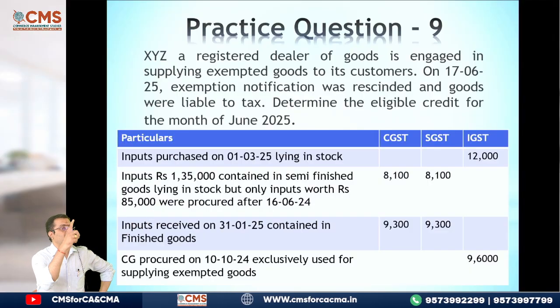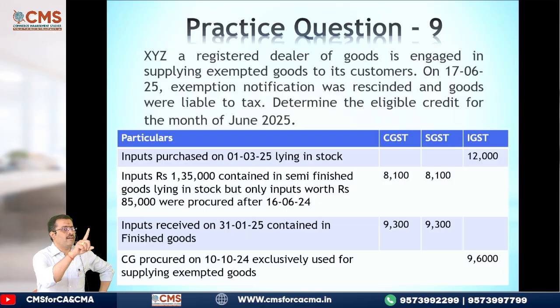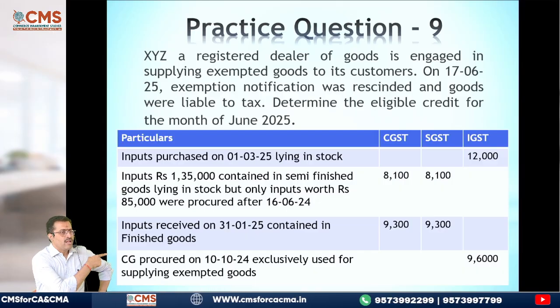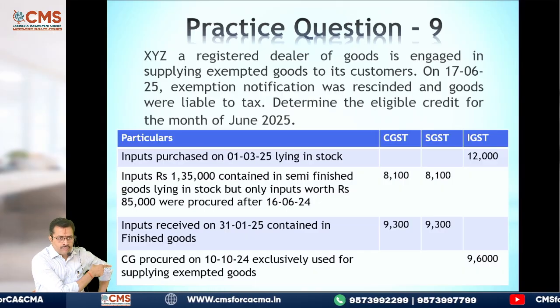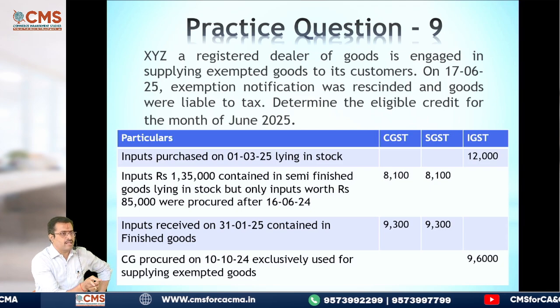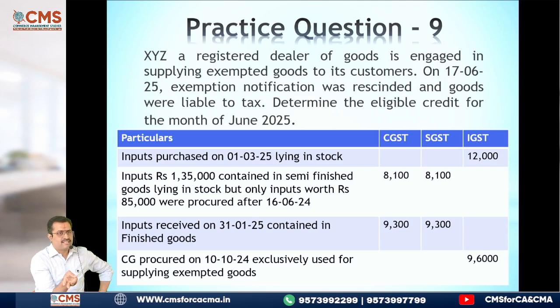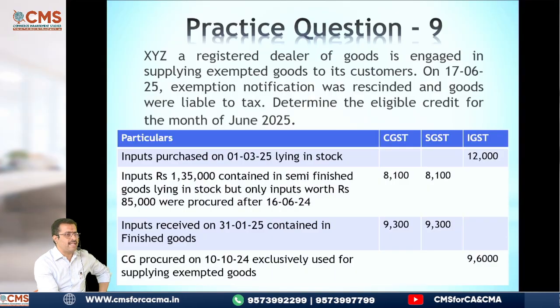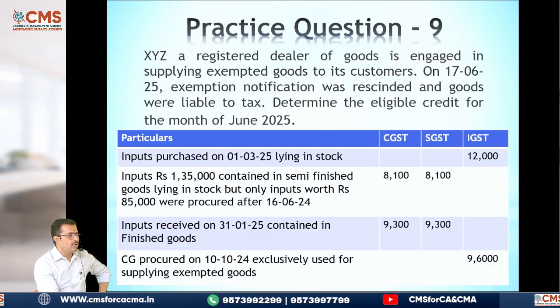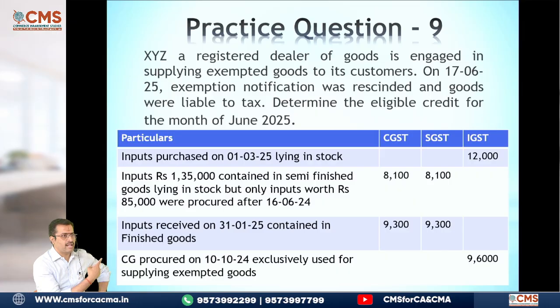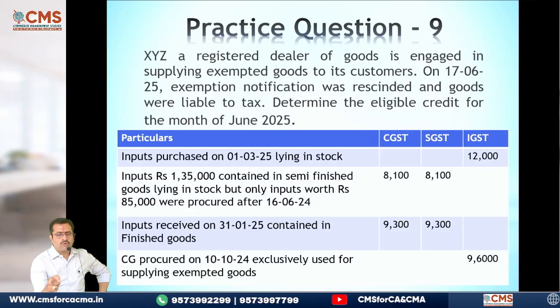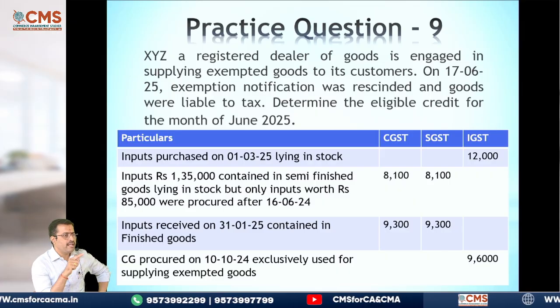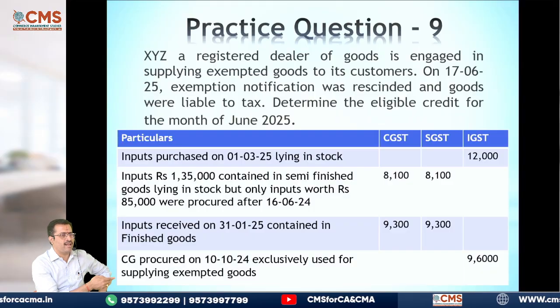What I told, last how many years you can take? Only 1 year. So that's why he is saying, out of 1,35,000 input, only 85,000 worth input were purchased after 16 June. So you can claim ITC only on the inputs of rupees 85,000? No. On 85,000 you can claim. So how to claim? Now 8,100 into 85,000 divided by 1,35,000.